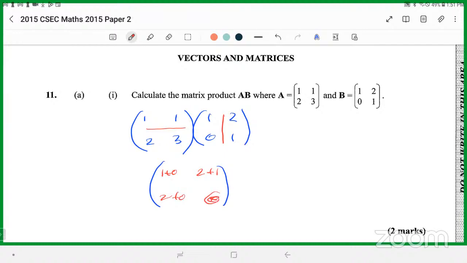And the last value down here is the second row, second column. So 2 times 2 and 3 times 1. 2 times 2 is 4. 3 times 1 is just 3. And then we're going to finish it off. This is 1. This is 3. This is 2. And this is 7. That's the answer right there.